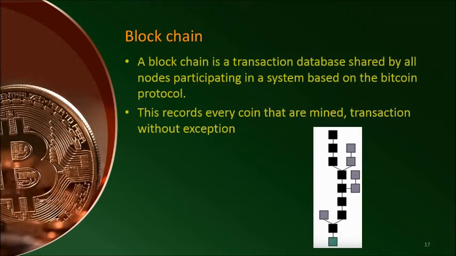A blockchain. For every part of the Bitcoin there is a controller. A blockchain is a transaction database shared by all nodes participating in a system based on the Bitcoin protocol. This records every coin that is mined and every transaction without exception. So it keeps an overall record of the Bitcoins that are being executed or in circulation.